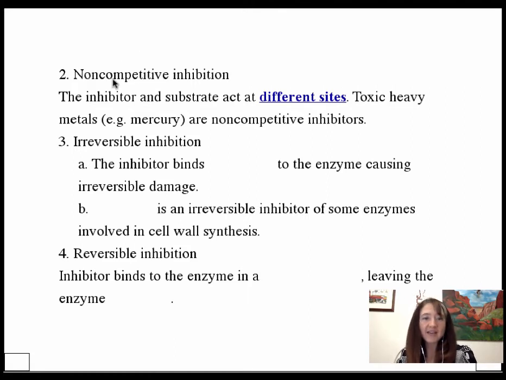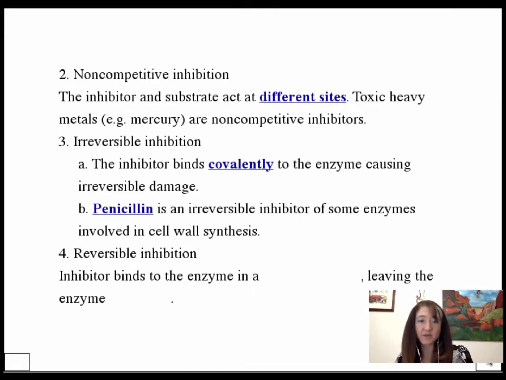So both competitive and non-competitive inhibition can be either reversible or irreversible, meaning that if it's irreversible, it is completely stopping and killing the enzyme. There is no recovering that enzyme. So it's a covalent linkage that causes damage that can't be undone. Penicillin is irreversible. It's competitive and irreversible.